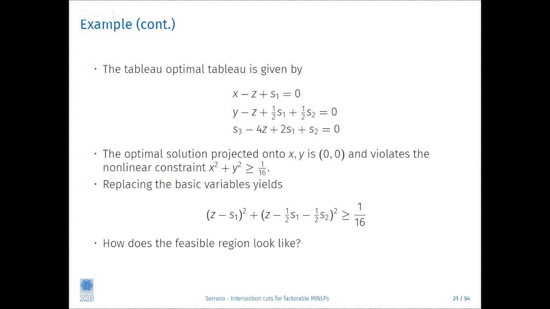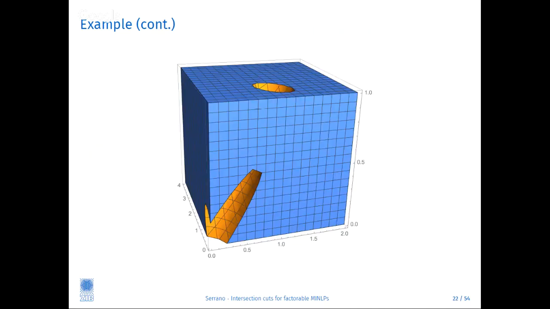So let us look at what the feasible region of this constraint is. So here it is. The interesting thing is that the original feasible region was the cube in 3D and the cylinder in the middle. If we only look at the nonlinear constraint, now the cylinder got tilted, and the point that we're separating is this one, right? The origin, 0, 0.